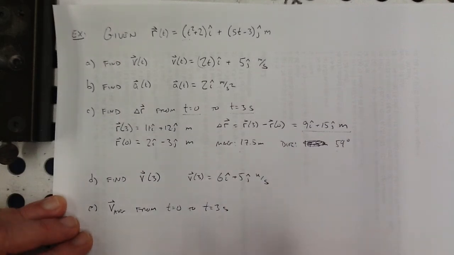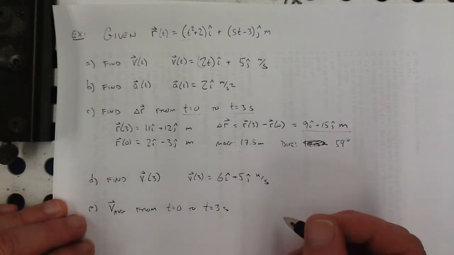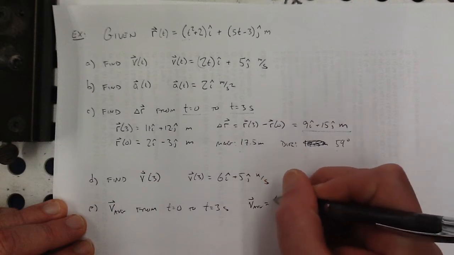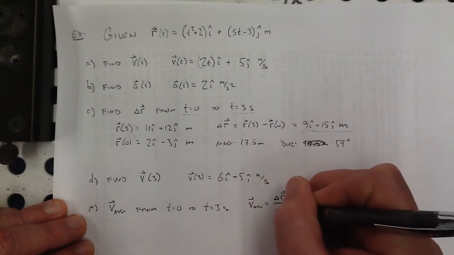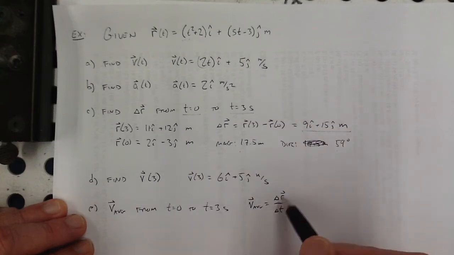How do you do that? Well, average velocity is like finding slope. Average velocity is the difference in position, delta position over delta time, right? Change in meters over change in seconds. But you actually have to have the two of them.